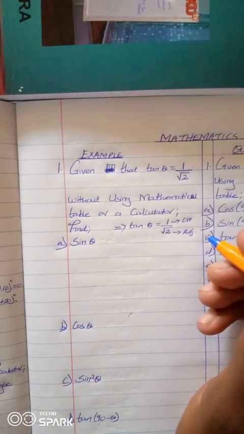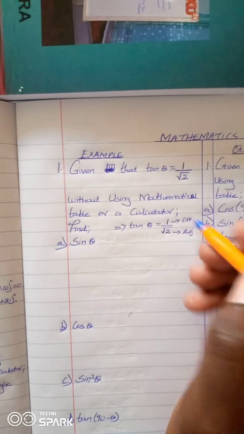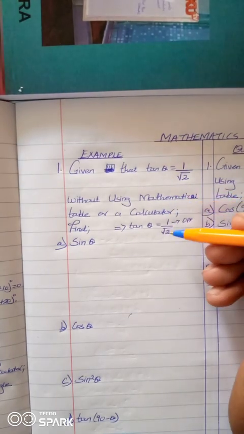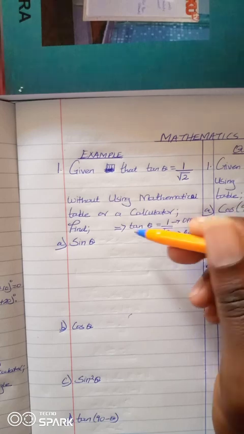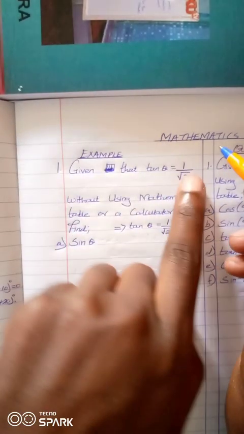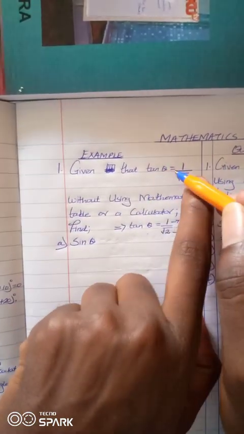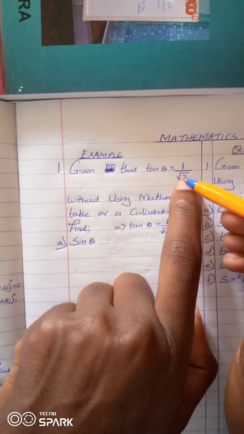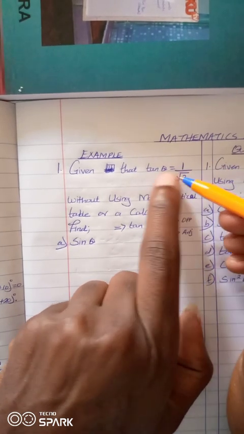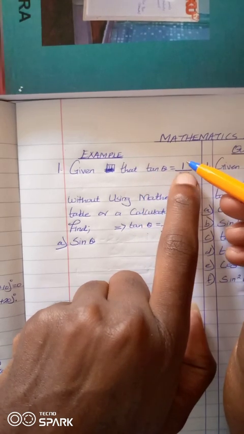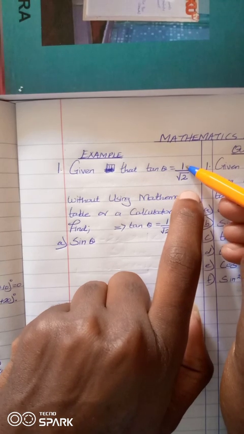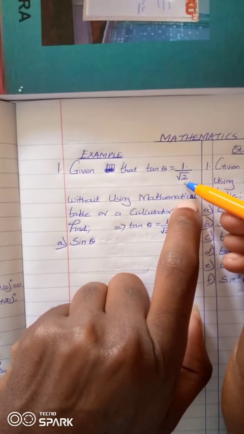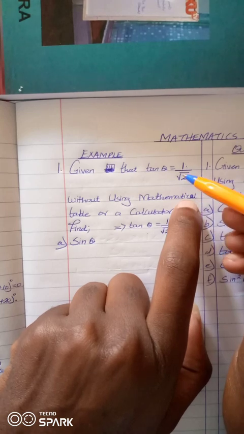Why are we saying that? Because we know that tan theta is equal to opposite over adjacent. My dear student, I hope you have understood. The first thing that you do, you write tan theta as it is in the question: tan theta is 1 over root 2. Then you already know that tan theta is opposite over adjacent, which means 1 takes the part of opposite and root 2 takes the part of adjacent.